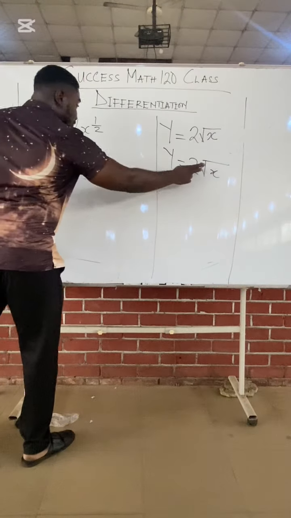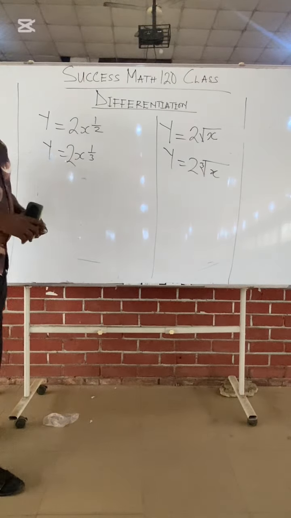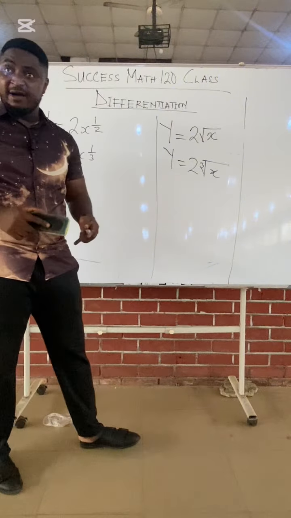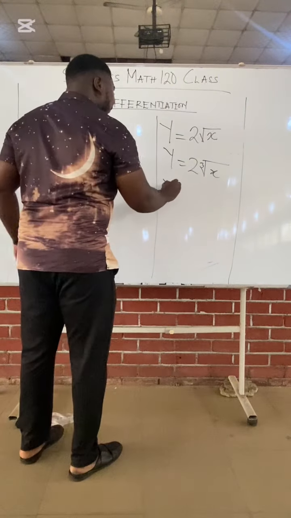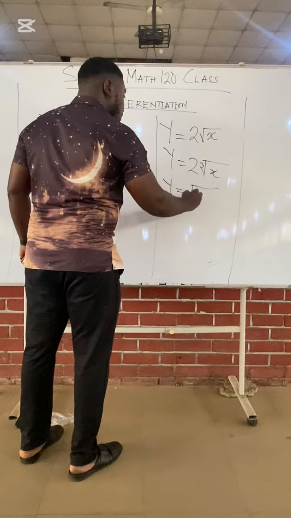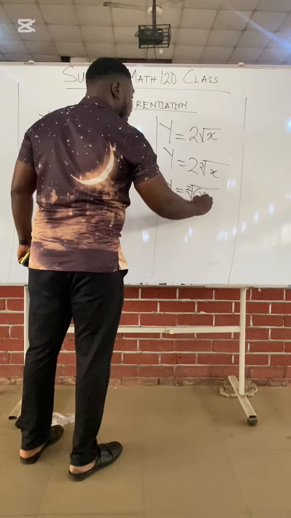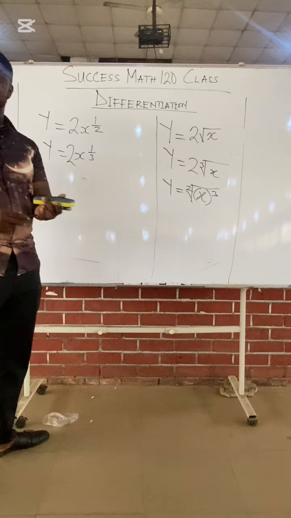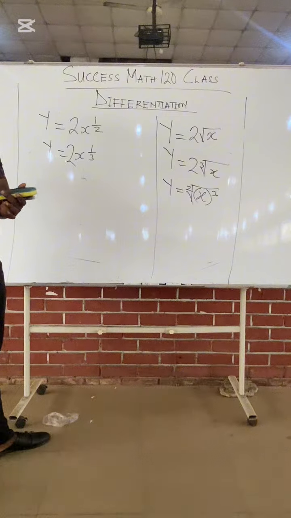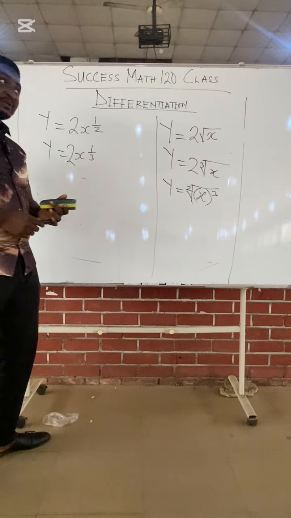And if they give you cube root, x raised to power 1 over 3. If they give you fourth root, x raised to power 1 over 4. What if they give you y equals square root of x all cubed? Differentiate.